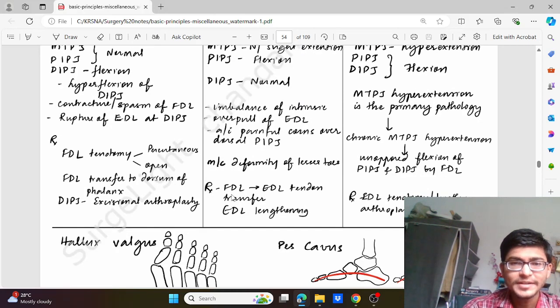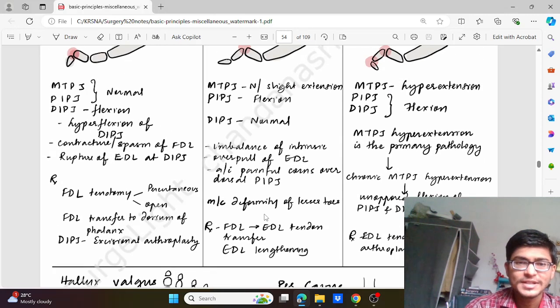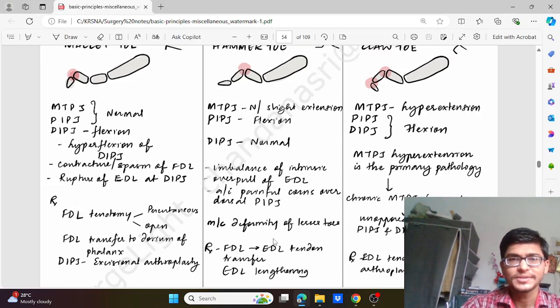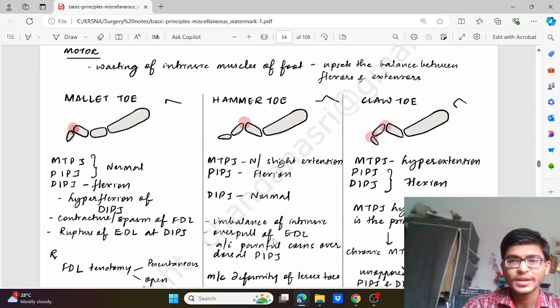Treatment will be tendon transfer, that is FDL to EDL, and EDL lengthening, extensor digitorum longus lengthening, and FDL to EDL, that is flexor to extensor digitorum longus tendon transfer. So this was hammer toe.